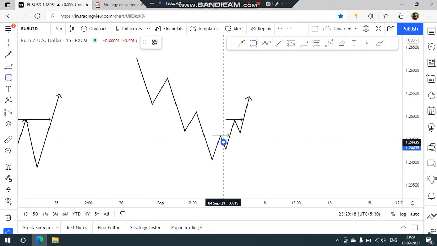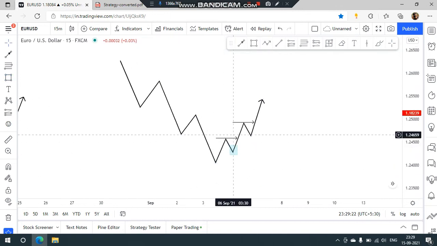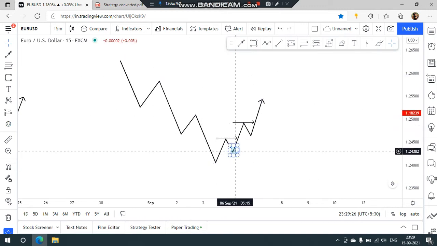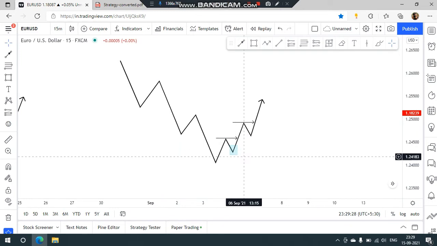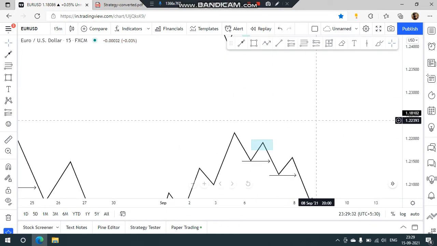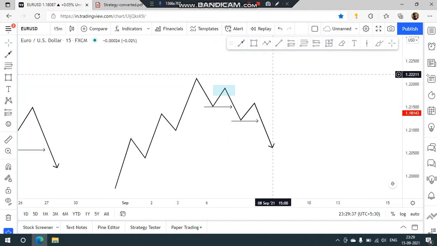This is our failure to form a new low. Why this is significant is that the market was pushing downwards and at some point it failed to form a new low, meaning buyers started kicking in. Here it failed to form a new high, meaning the sellers started kicking in.